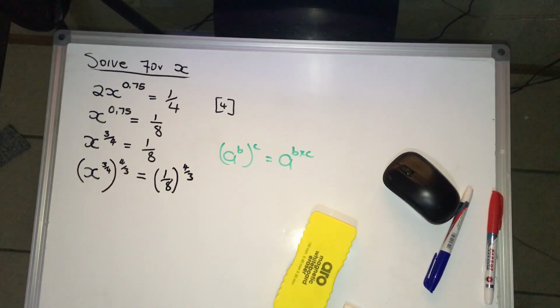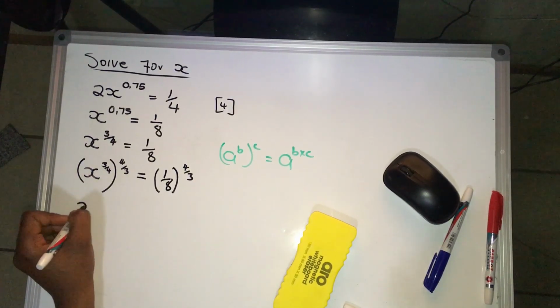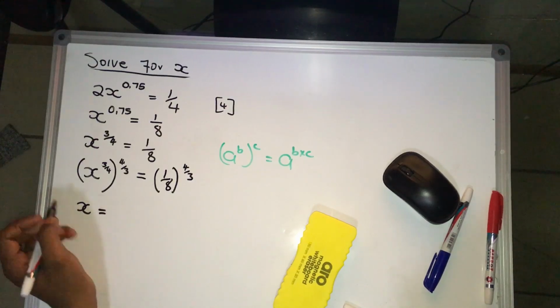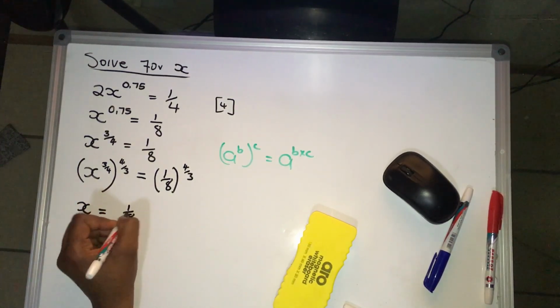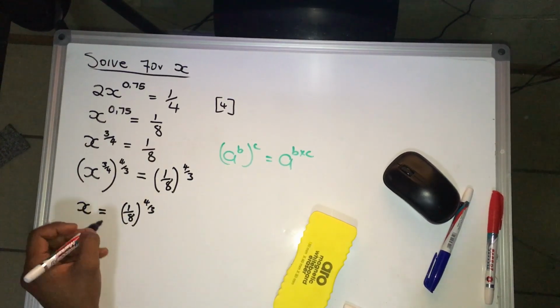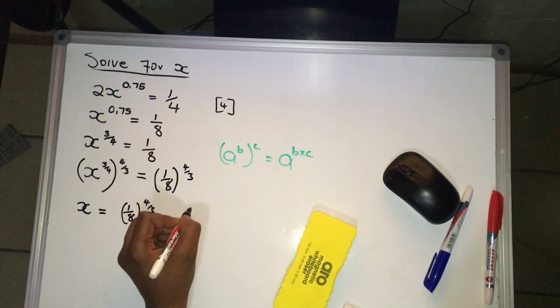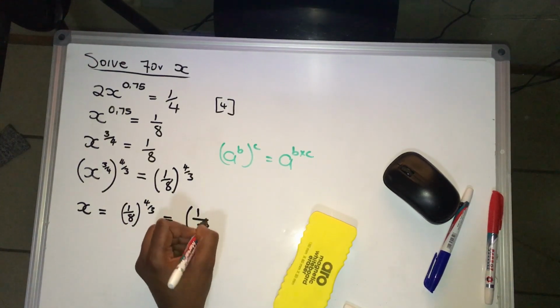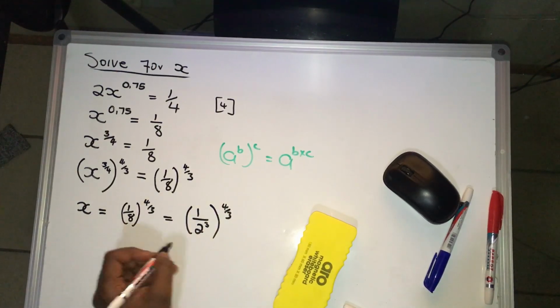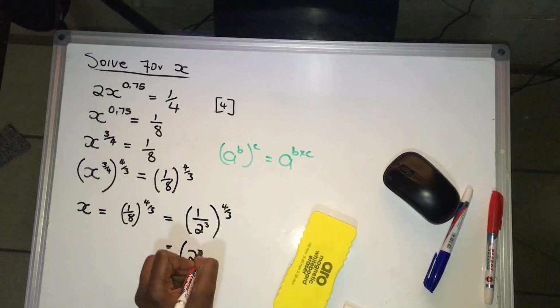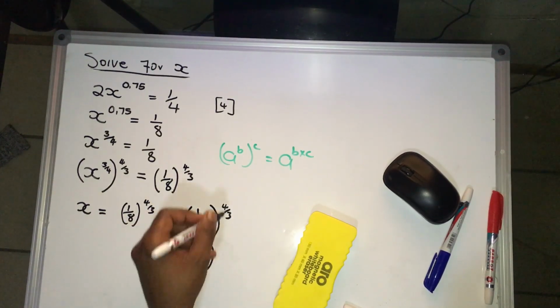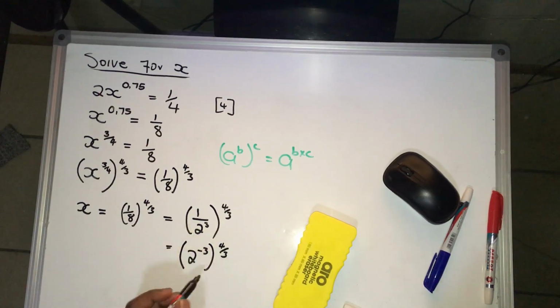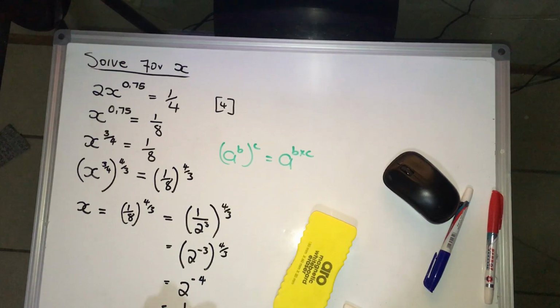So we have x equal to 1 over 8 to the power 4 over 3. But we can express this further: 1 over 8 is 1 over 2 to the 3, all to the power 4 over 3, which is simply 2 to the negative 3, all to the power 4 over 3. This 3 will cancel that 3, leaving minus, so it's 2 to the power minus 4.